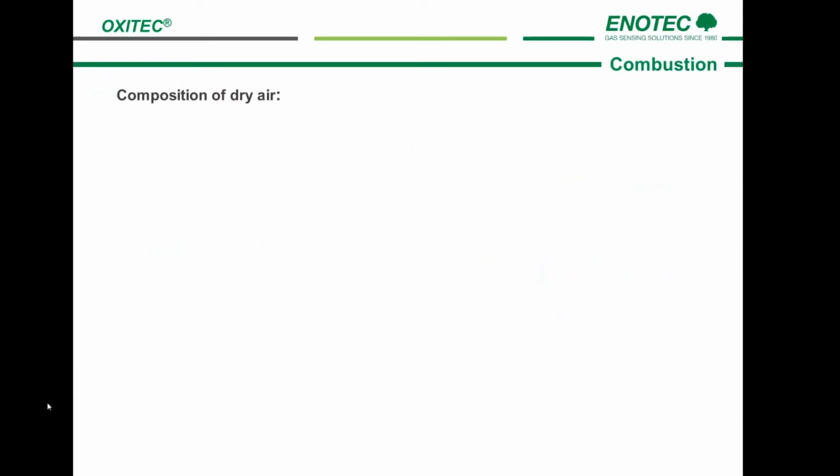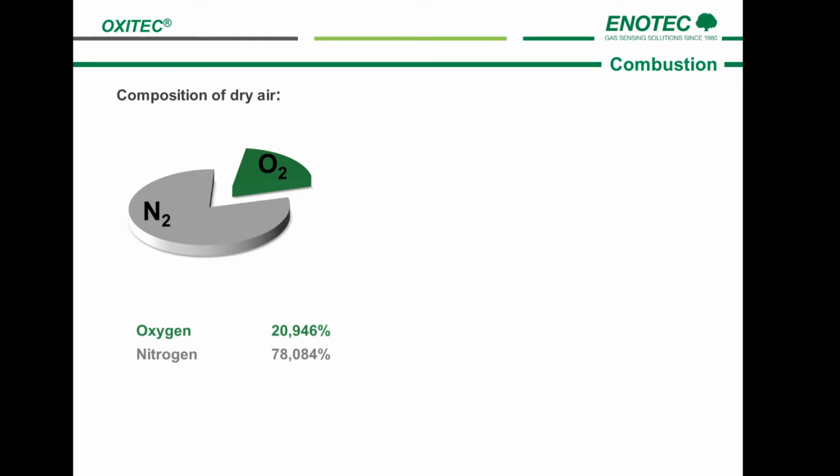Let's start with the composition of dry air. The oxygen concentration is approximately 20.95%. The main component is nitrogen, around 78%. We then have some argon, carbon dioxide, and other trace elements.